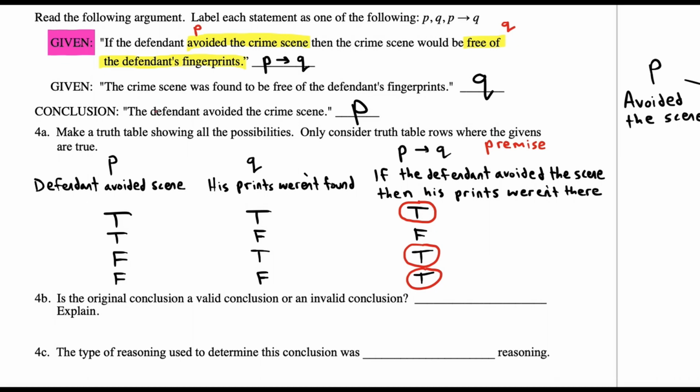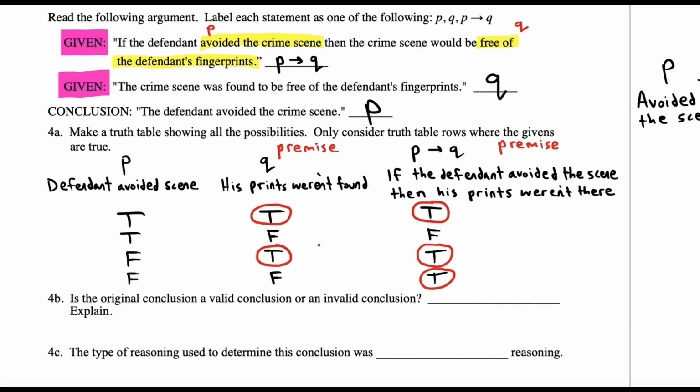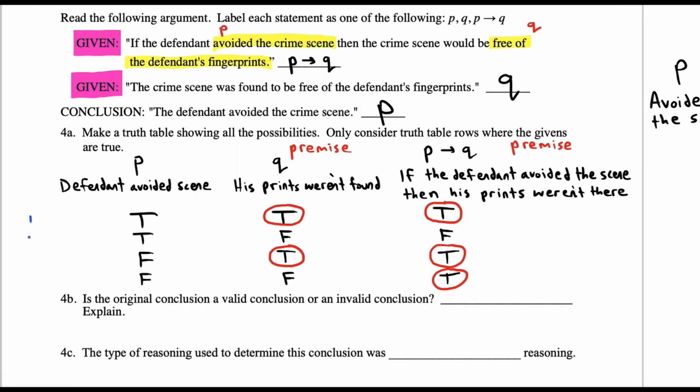Okay, another premise was that the fingerprints weren't found. So that's actually Q is a premise. So you circle those truths. And now I'll ask you, in which row or rows are we in complete agreement with both of the givens? Which rows are possible in this scenario, in other words, logically speaking? What do you see? Yeah, one. One is possible.